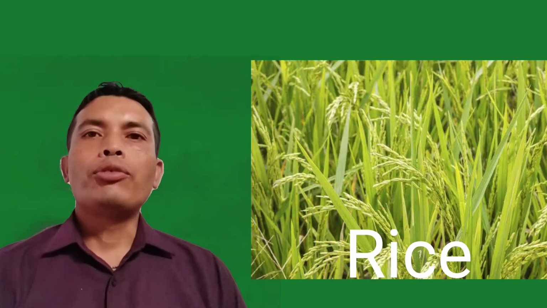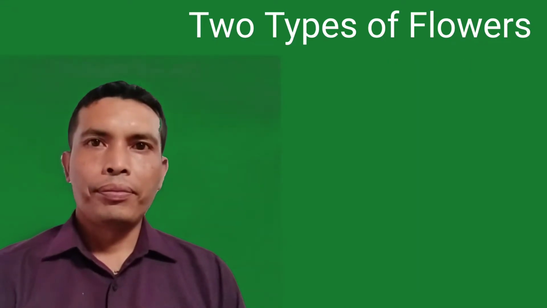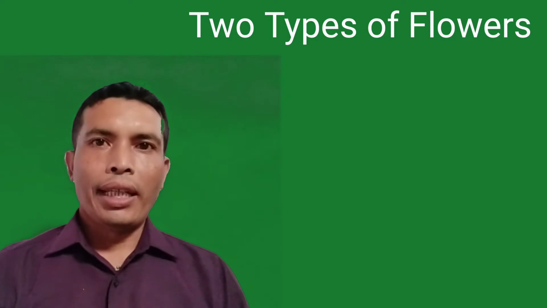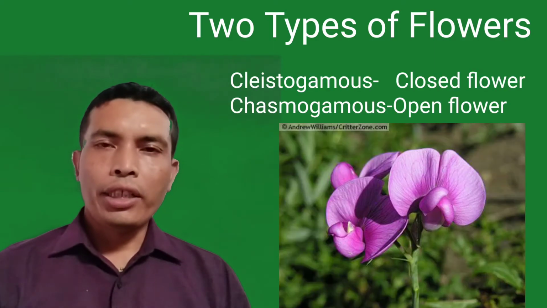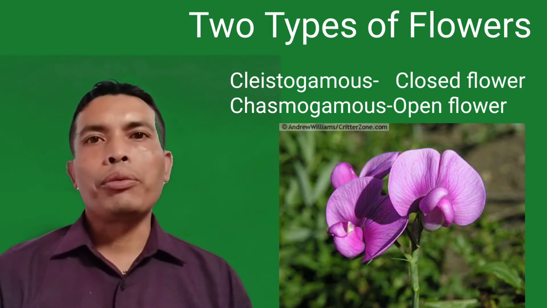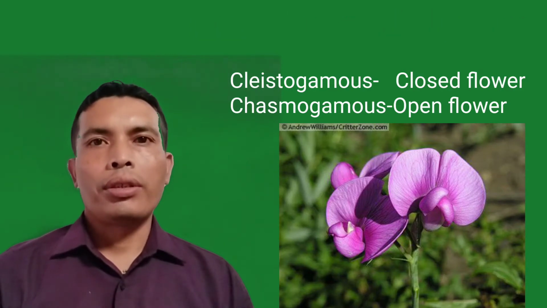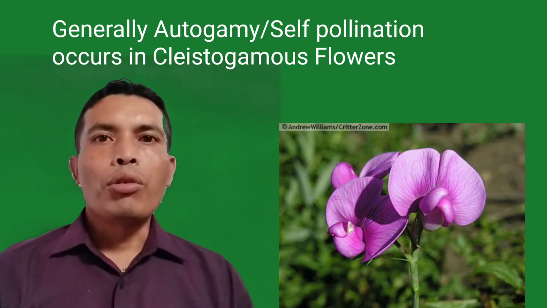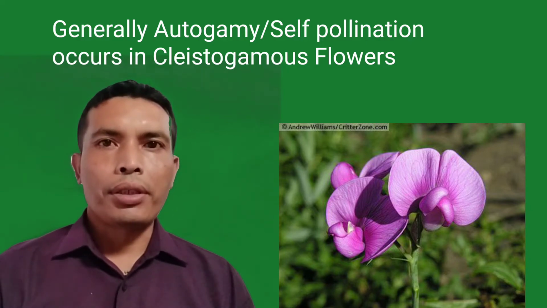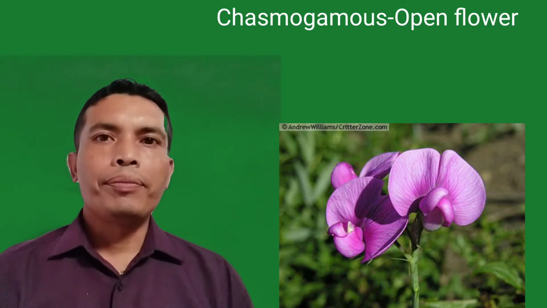You know, there are two types of flowers. One is cleistogamous, another one is chasmogamous. Cleistogamous is the type of flower which is closed. So generally autogamy occurs in closed flowers, cleistogamous flowers. Example is pea, right?